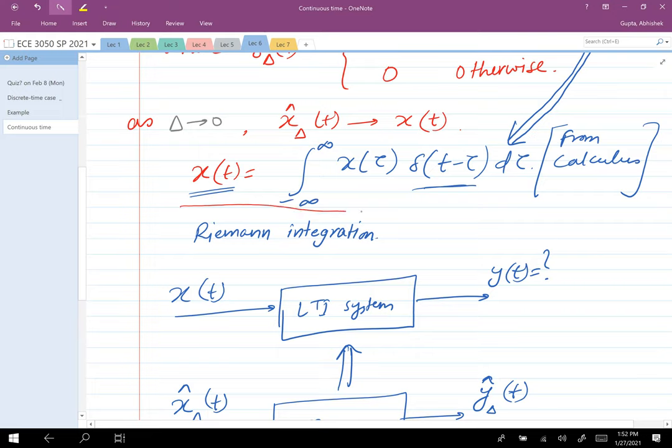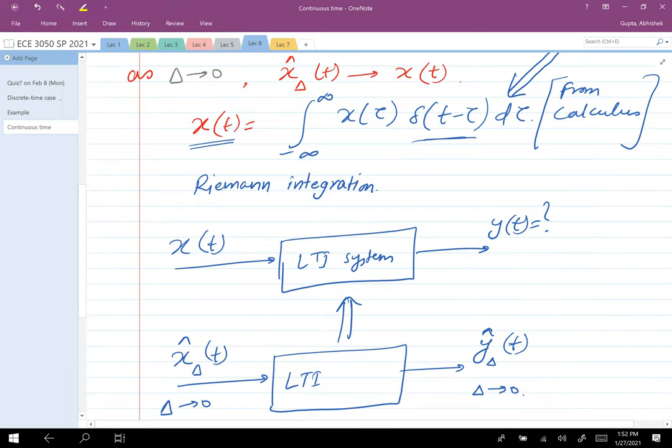Then we could write x(t) as an integral of x(tau) delta(t minus tau). This comes from the topic of Riemann integration, where as delta goes to 0, the sum becomes an integral. This is also the sampling property of the impulse function. So we are just using both of these things in this particular equation.